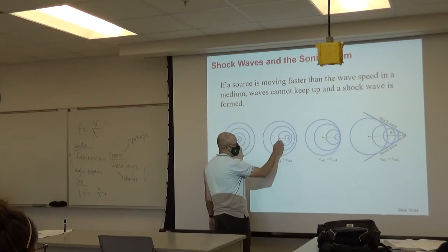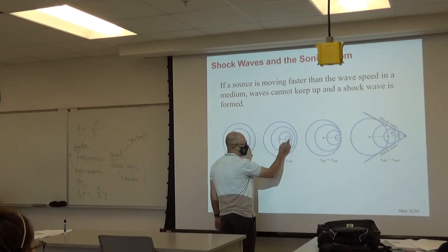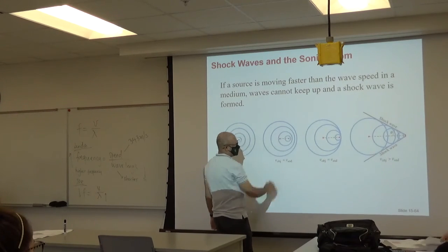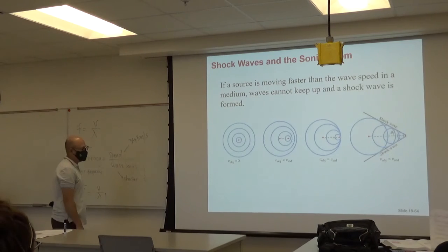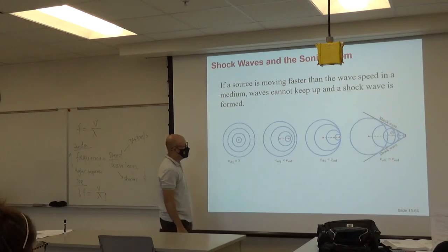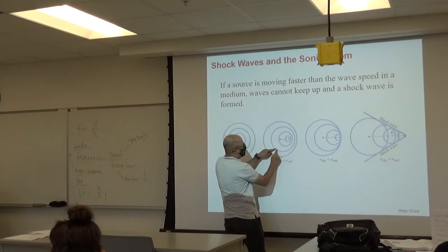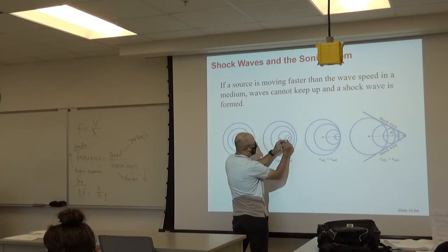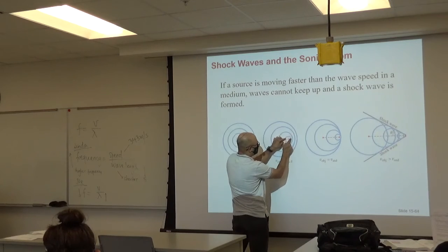Because it's producing the wavefront as it moves to the right, the later wavefronts are shifted to the right. So this is the first one. This is the next one, because it is produced a little bit later, so it's shifted to the right. This is further shifted to the right. This is further shifted to the right.